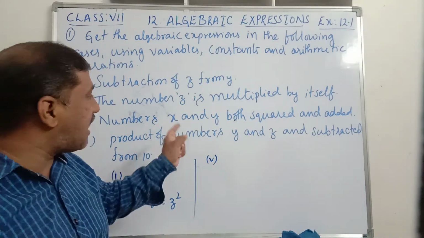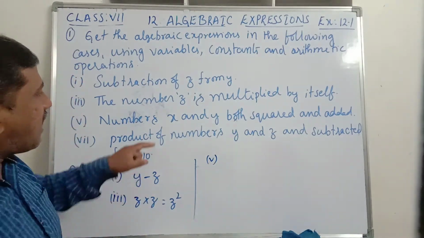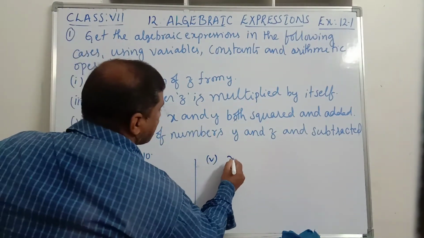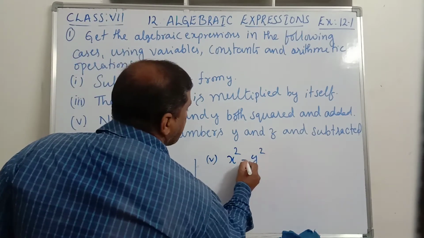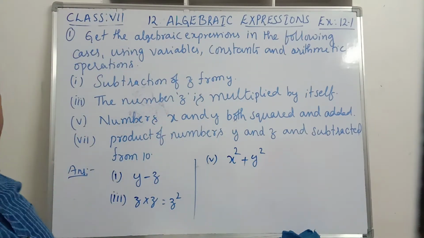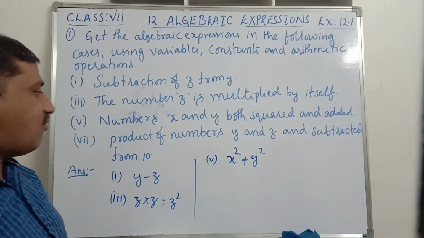Two numbers are there, x and y, and they are squared and then added. So when x is squared, what do we get? x square. When y is squared, what do we get? y square, and both are added. Therefore, what do we get? x square plus y square.